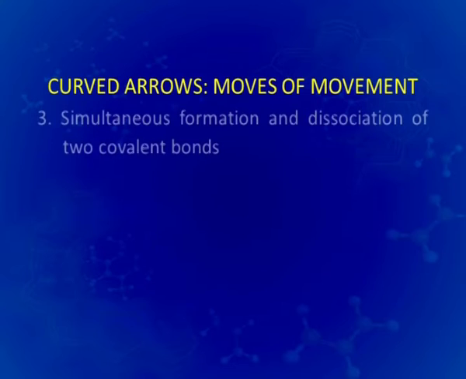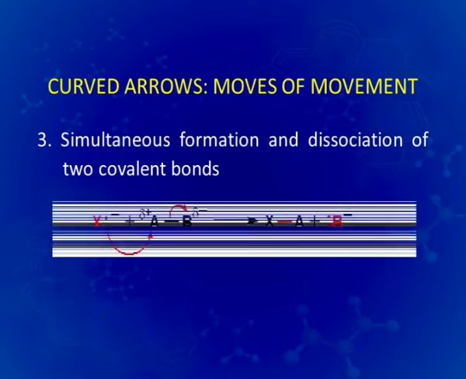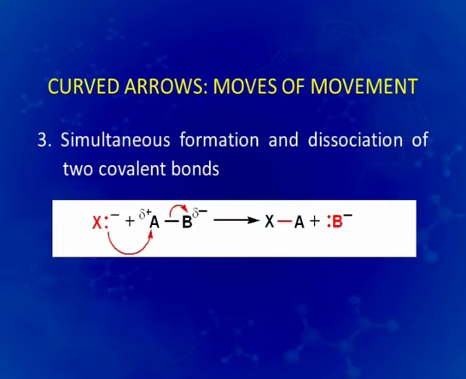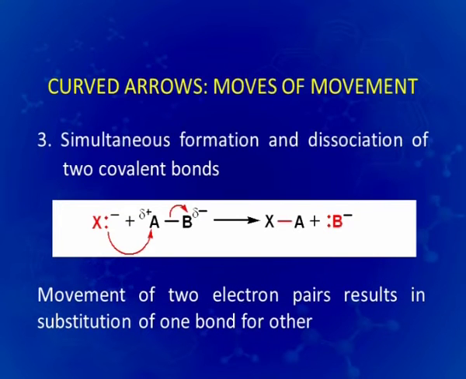Yet in another way of curved arrow depiction, we have simultaneous formation and dissociation of two covalent bonds, which we saw in the case of pericyclic reactions also. If A and B are polarized and we have another charged species, then this will donate electrons to the species which is electron deficient and form a bond with that particular species or atom, and give the other one as another ion. So, movement of two electron pairs results in substitution of one bond for the other.